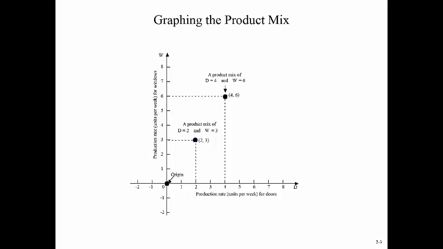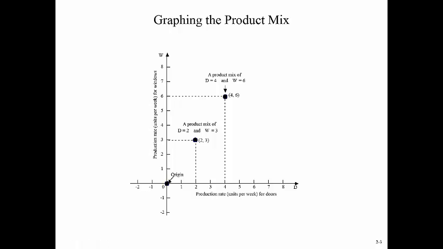So, in a two-variable problem like this, we can set an x-axis, in this case to be the number of doors that we're going to decide to produce each week, and the y-axis is the number of windows we're going to produce each week. Now, each of these black dots represents a possible solution to this problem.